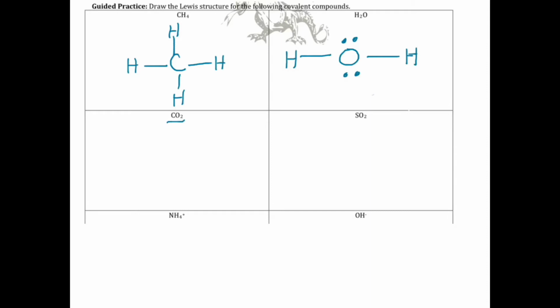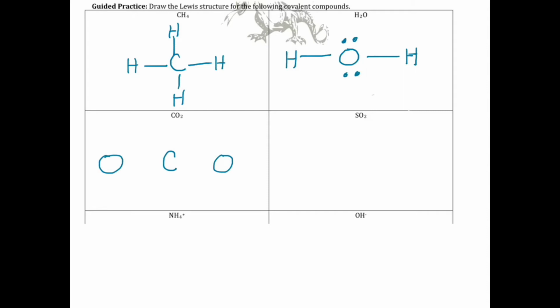Carbon, central atom. There's the fewest numbers, there's only one of them, so it goes in the middle. It also makes the most bonds. The one that makes the most bonds typically goes in the middle. And then we put the oxygens around. Now, this one's gonna be a different situation here. Let's think about this for a moment.